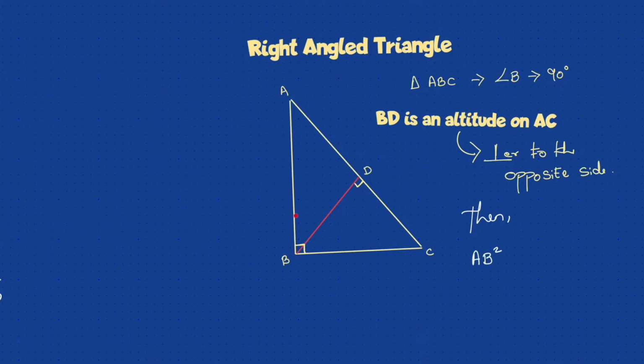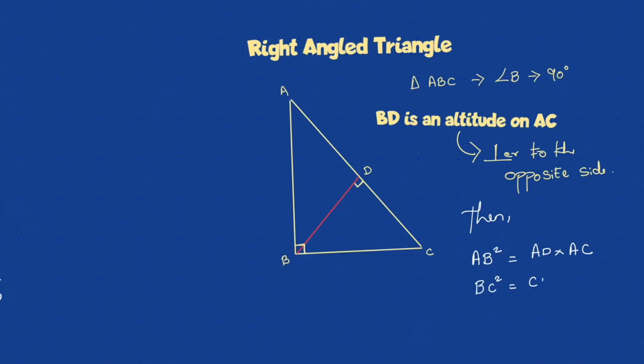Then what will happen? AB square, which means one side square. AB square will be equal to what? AD, a part of it, and the complete AC. So AB square is equal to AD, just a part, and the full hypotenuse, which is AC. AD into AC.